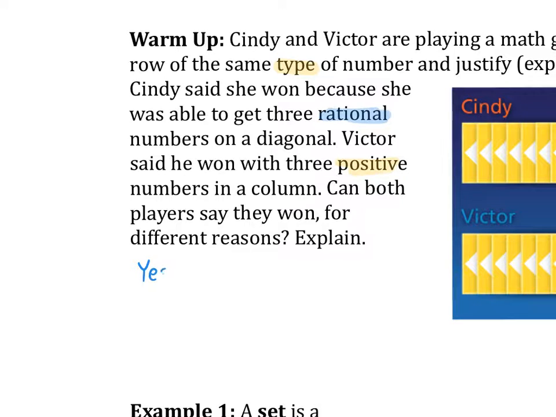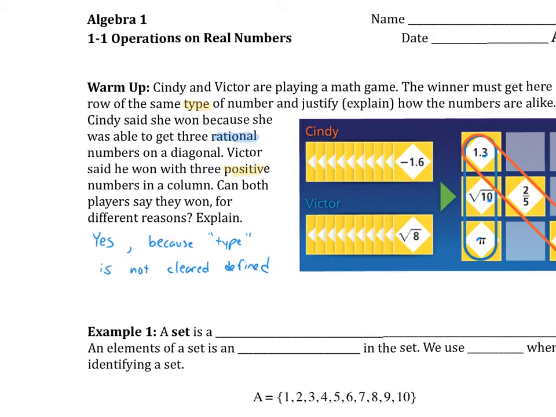Yes, they can win for different reasons because type is undefined. How about, say, not clearly defined? I'll say that. Clearly defined. So it's almost subjective. A person could say, oh, type, I can make it a curve. I can say there's a 1 in it, right? Something like that. So we just need to be more specific.